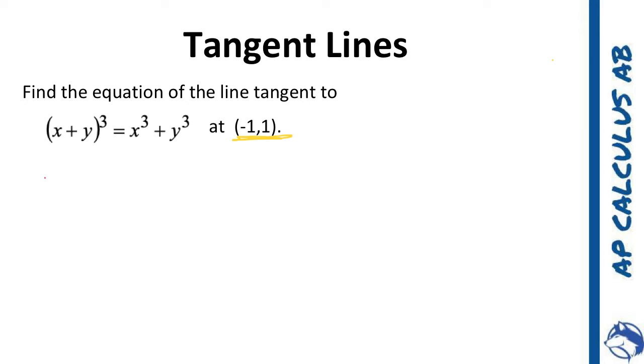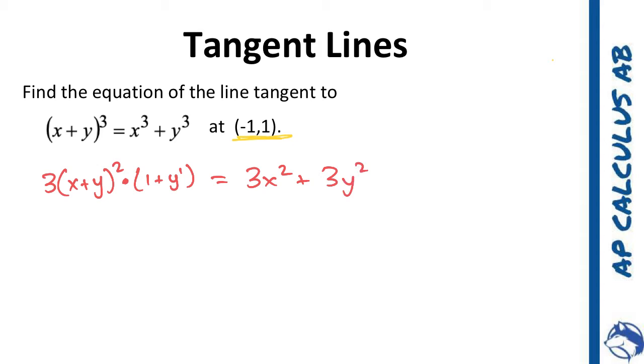So I'm going to take a derivative here. It's 3 times that (x + y)², and then I have to multiply it by the derivative of the inside. Well, this is 1 plus y prime, right? So then that's equal to 3x² plus 3y² times y prime.